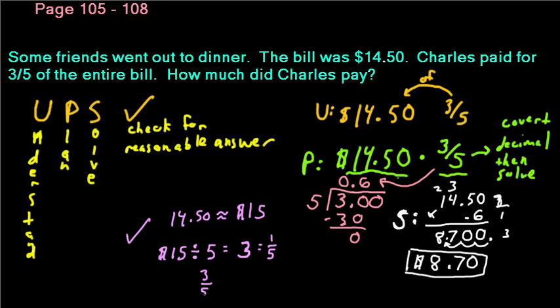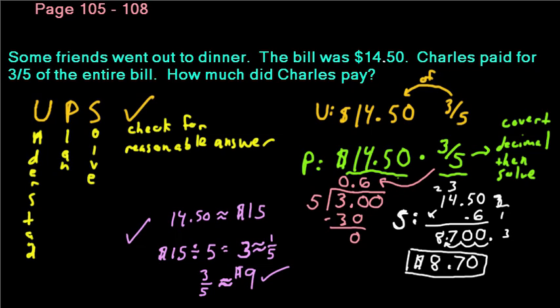So I want to know what 3/5 is. This is just an estimation to check my answer. 3/5 is 3 of those pieces. So 3/5 is roughly equal to 3 times 3, which is 9. So about $9 would be my estimation, and my exact answer is $8.70. So I check my answer, it's good.